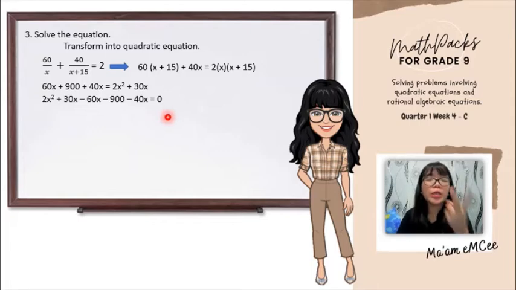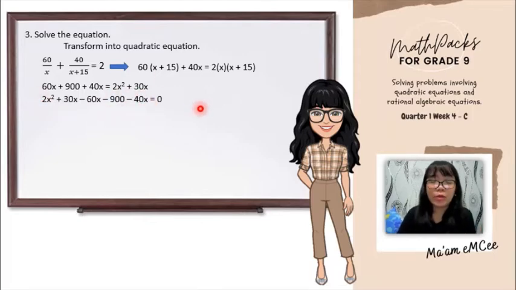So, we just interchange. The 0 should be on the left side, then these terms should be on the right side. But we can flip it because we have the symmetric property. Then we simplify by combining like terms. We have here our like terms: 30x, negative 60x, and negative 40x.